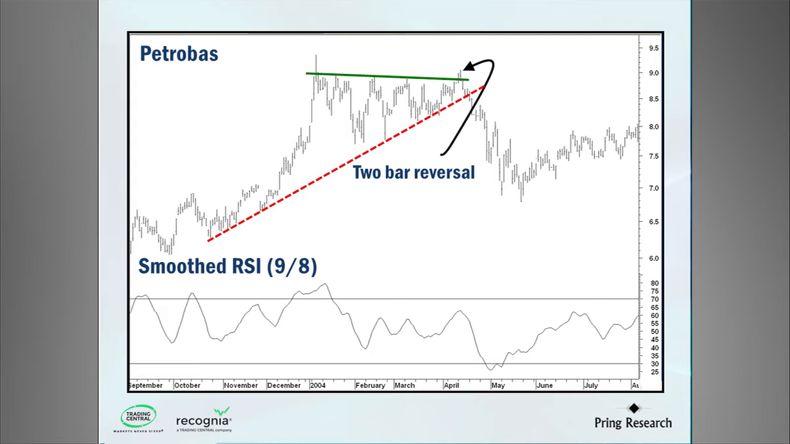This action of course reverses the delicately balanced RSI, and a 4-week decline is signaled. It's not that the two-bar reversal caused all this, it just happened to be in the wrong place at the wrong time.